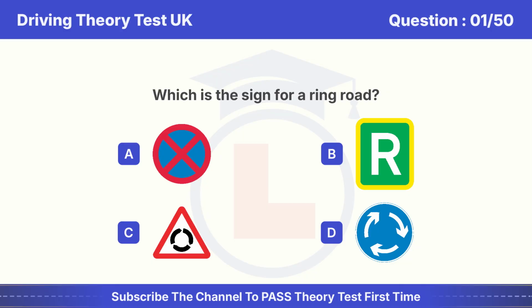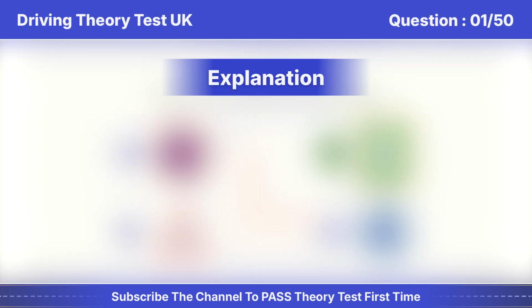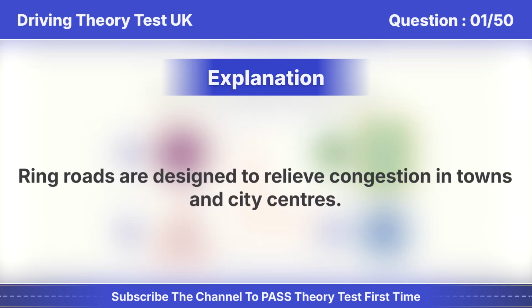Question 1. Which is the sign for a ring road? Answer is B. Ring roads are designed to relieve congestion in towns and city centers.